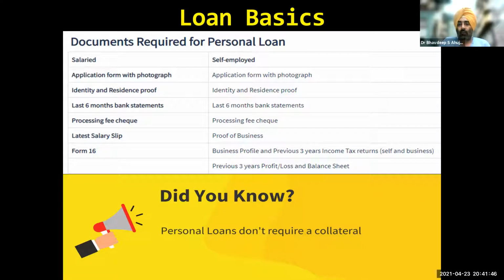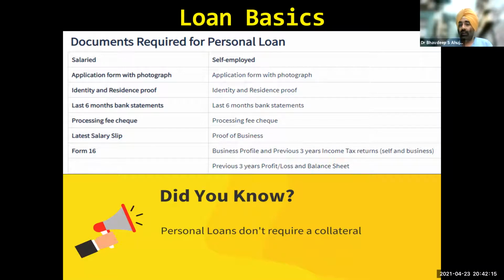So what are the major documents required? The application form with photograph, which is common for both self-employed and salaried. KYC, identity and residence proof. The last 6 months bank statements. The processing fee cheque, taken separately. Then the latest salary slip for the salaried, and proof of business or the computation of income for the self-employed. Form 16 for the salaried, and the previous 3 years ITR or the profit and loss and balance sheet along with the computation of income sheet for the self-employed.